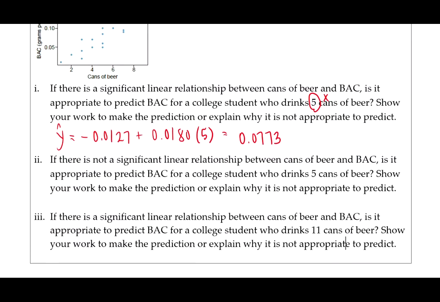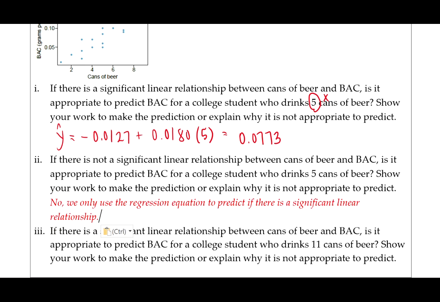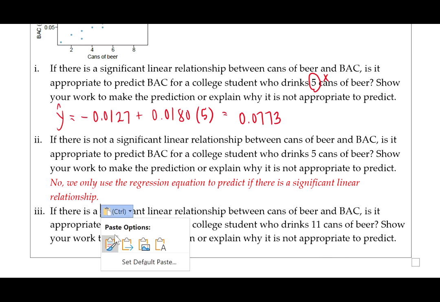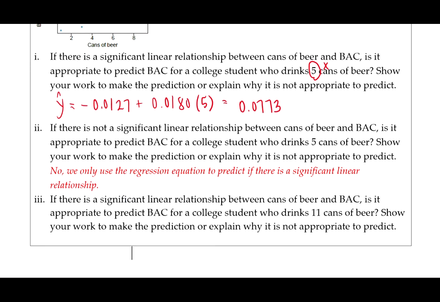If there is not a significant linear relationship between cans of beer and BAC, is it appropriate to predict BAC for a college student who drinks 5 cans of beer? As we already stated, 5 cans of beer is not extrapolation. However, if there is not a significant linear relationship, then we should not predict. We only use the regression equation to predict if there is a significant linear relationship. Next.